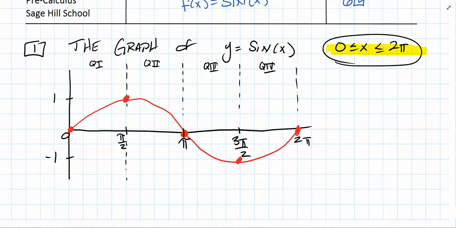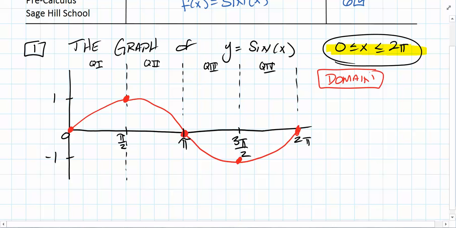Let's see. Can we identify what is the domain for this function here? What's the domain for sine of x? Well, you would say 0 to 2 pi, but this graph could just keep going in either direction, left or right. It would look exactly like this. So it would be all real numbers. Okay? All real numbers.